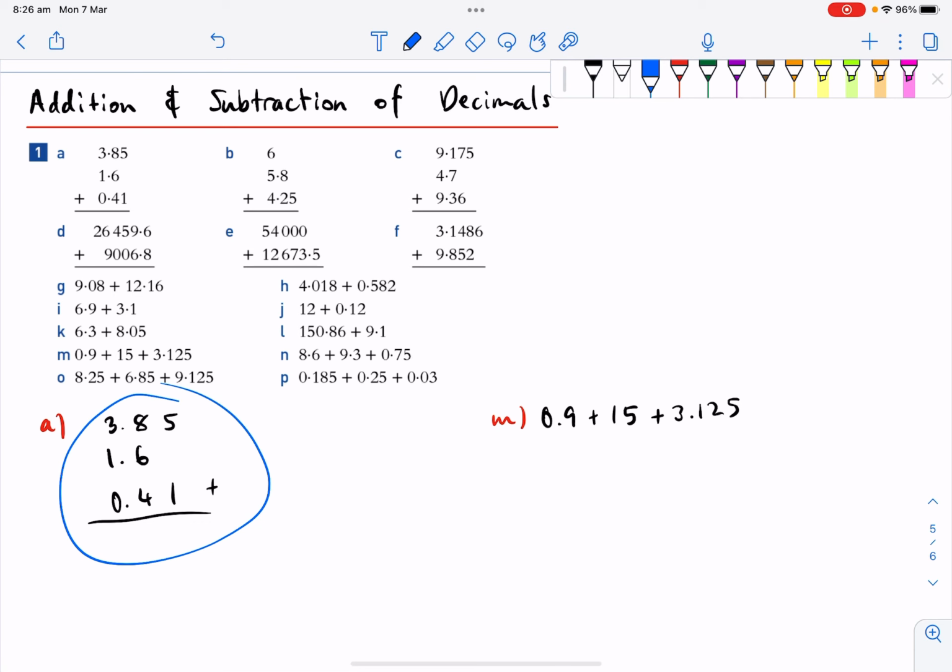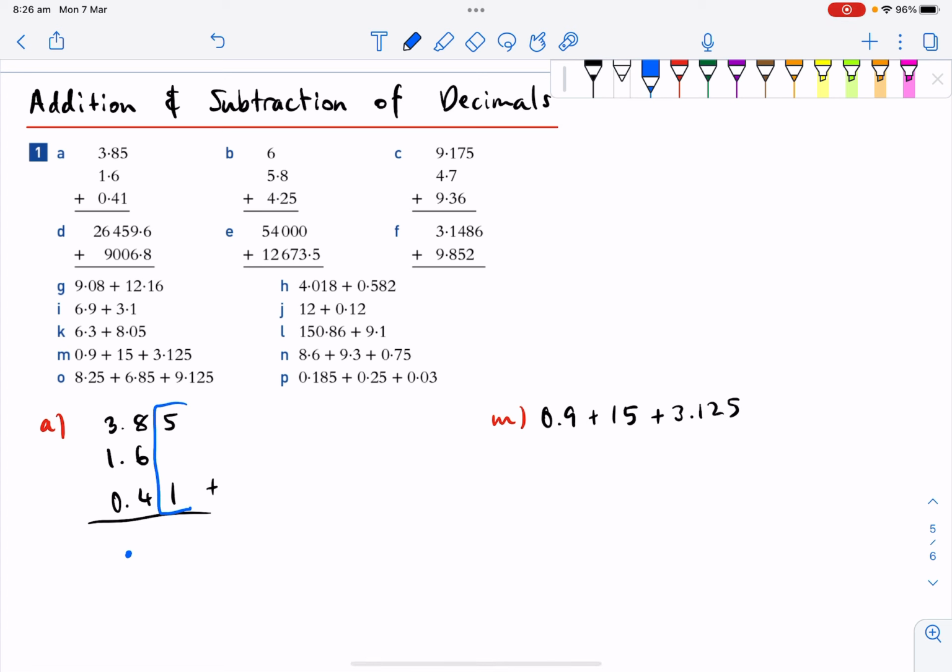But let's start off with the first one. Now, all you're going to do is vertically add them. Everything has to be in its correct column. If it's not in its correct column, it's going to be hard to do. So that also means that the decimals will hold their position. So my final answer, there's a decimal right there.